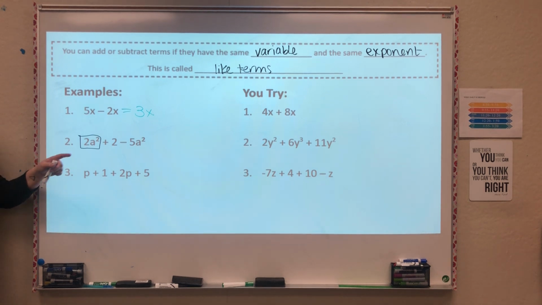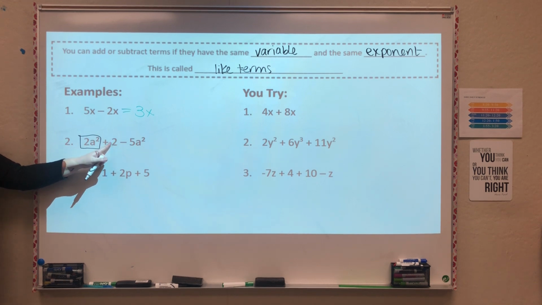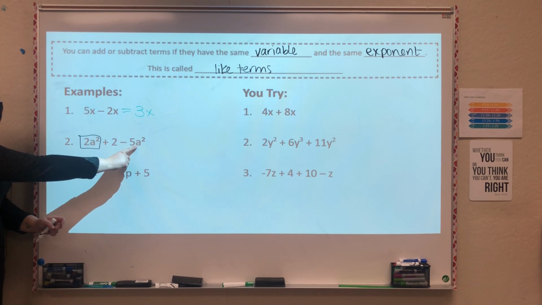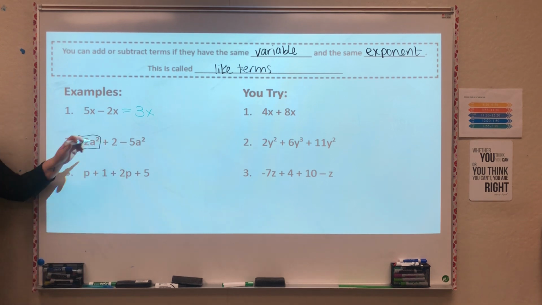I don't know if you could hear. She said we're going to be adding the 2. That plus goes with the 2. Look at what's in front of that 5a squared. It's the minus sign.